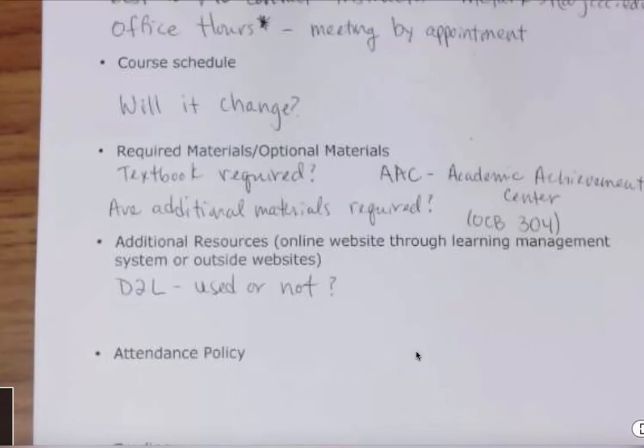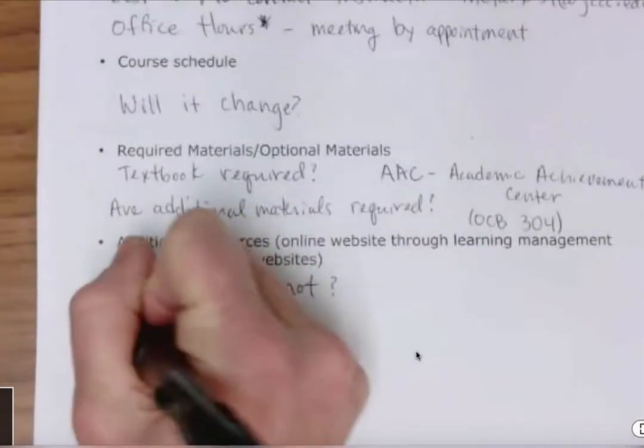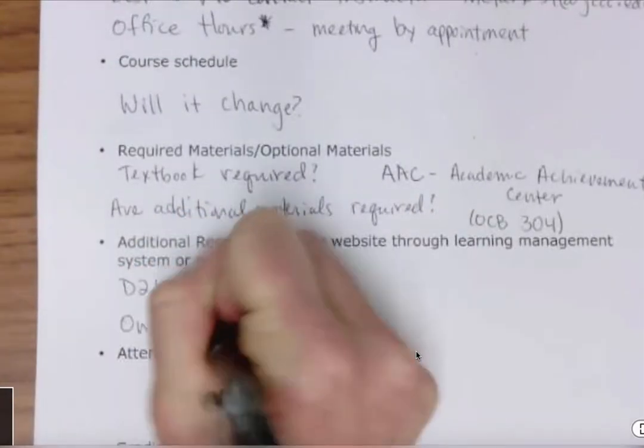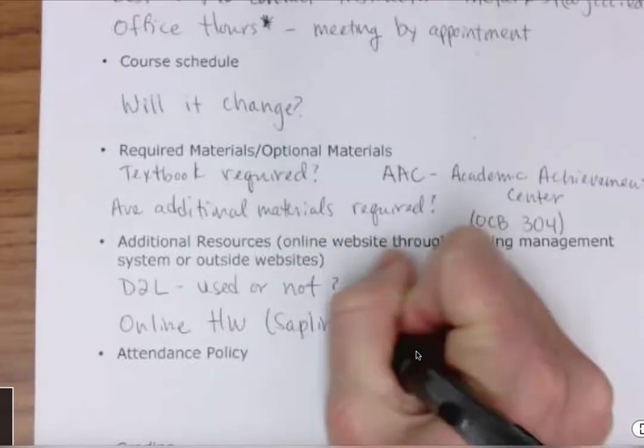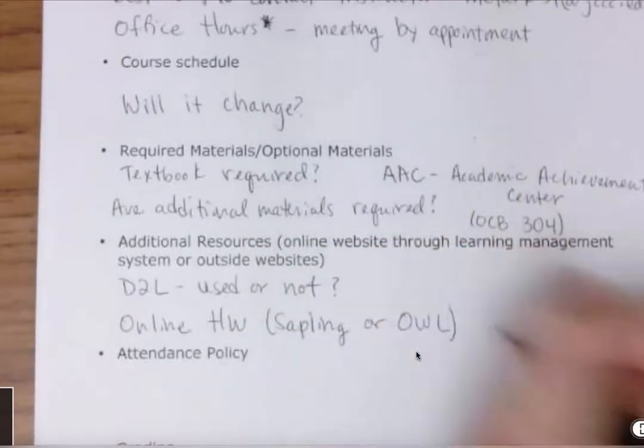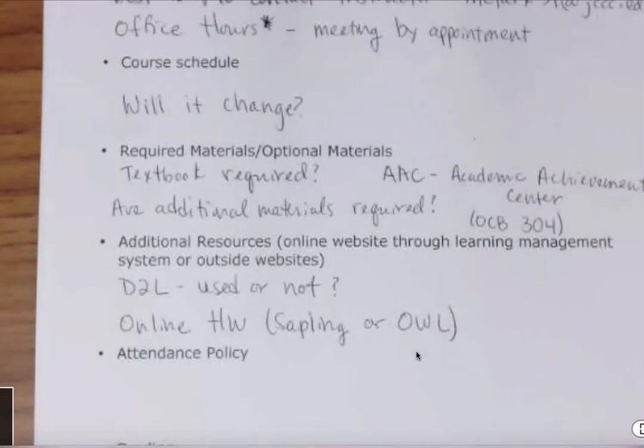I know there are other chemistry instructors that require you to go to a different website. It's not D2L, but I'm sure the link is in D2L for online homework. So some of our instructors use Sapling or OWL. So after you take Chem 100 and you go on to another chemistry course, be prepared. You might have to buy an access code. You might have to go to this website and work on your homework problems that way.